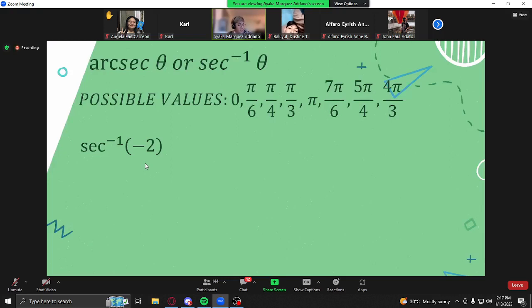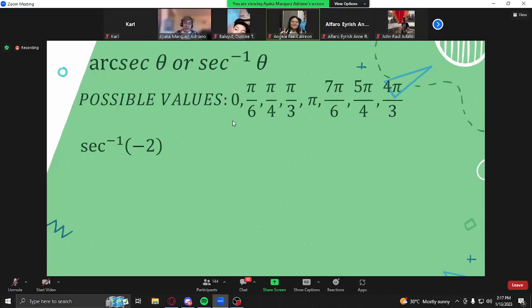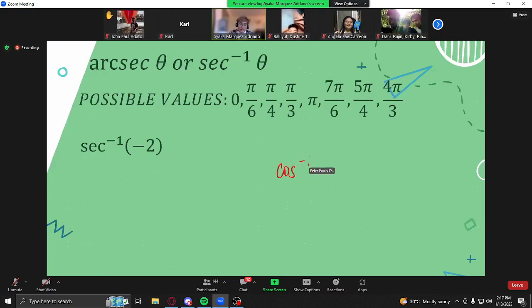Arc secant negative 2. Are you raising your hand, Angela? Ay, hindi po, sir. Okay. Kindly press. What do you press on the calculator? It's arc cosine, and then get the reciprocal of negative 2. That is negative 1/2. So what we're trying to find is the arc secant function. Yes, John Paul? What is the answer?